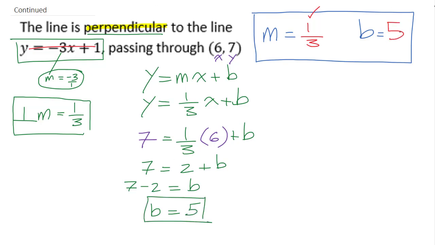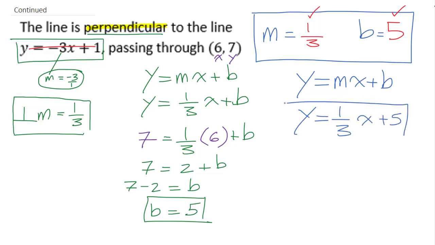So we have everything now that we need to write our equation. So all we do is, again, take y equals mx plus b, sub in m, sub in b. Here's our equation, y equals 1 over 3x plus 5. There you go. Perfect.